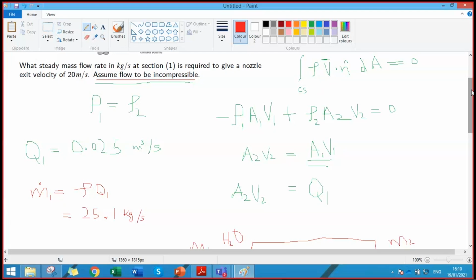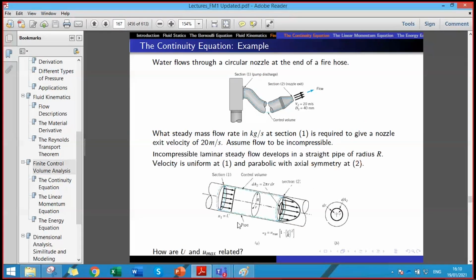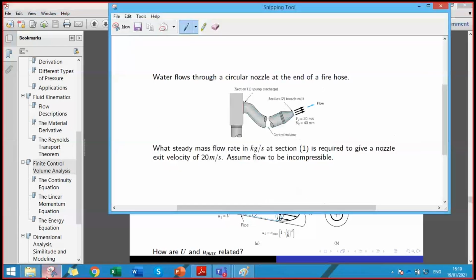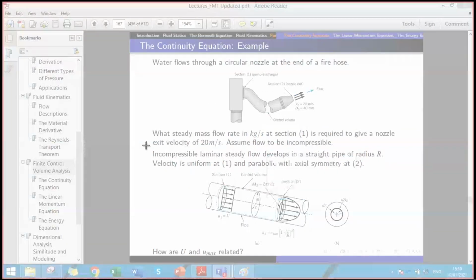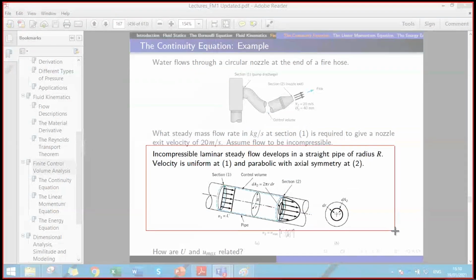Okay, if it's clear, then we move to the next problem. This is a very similar problem. We will be applying this to relate the velocity. If the area is variable, how will you deal with that problem, and how will the continuity equation be modified? So we just do this problem.